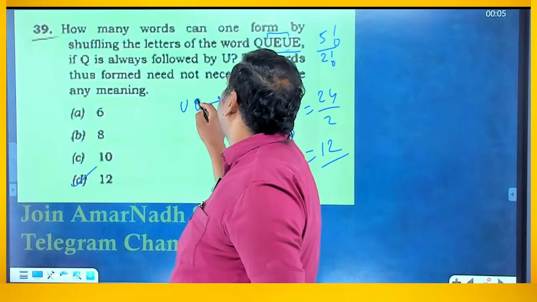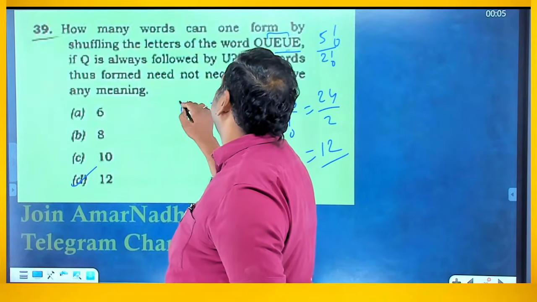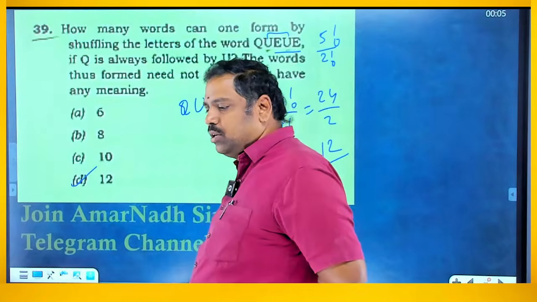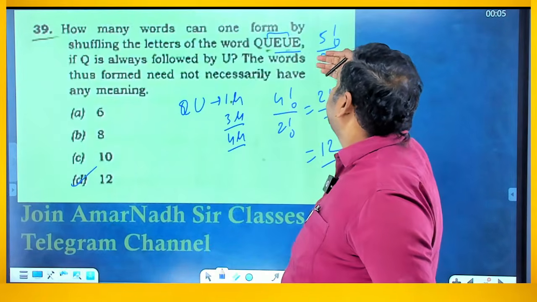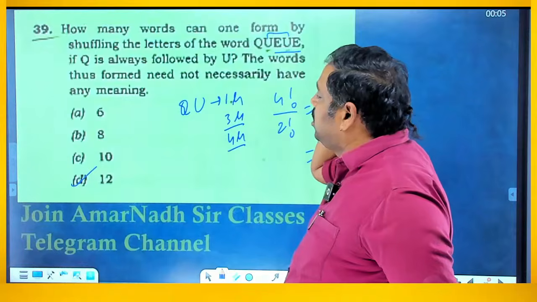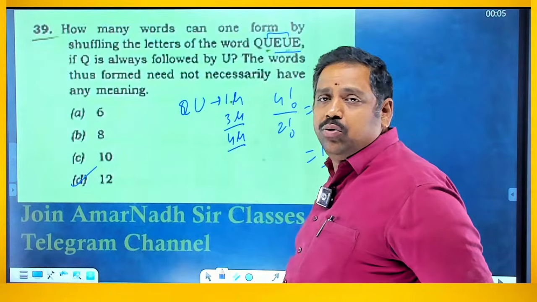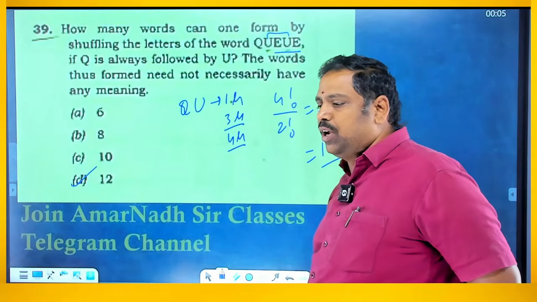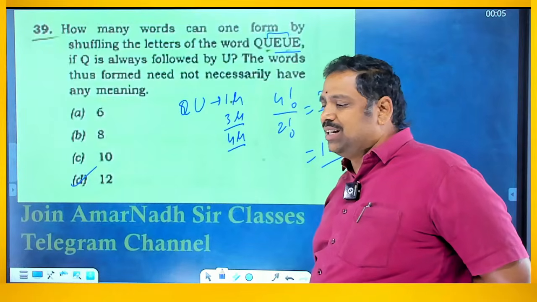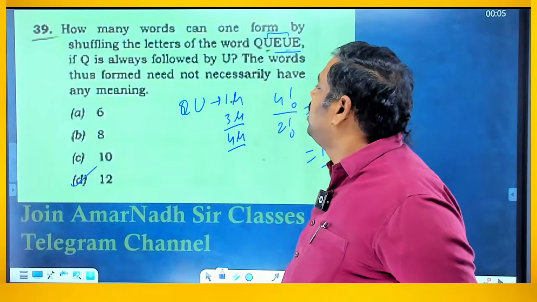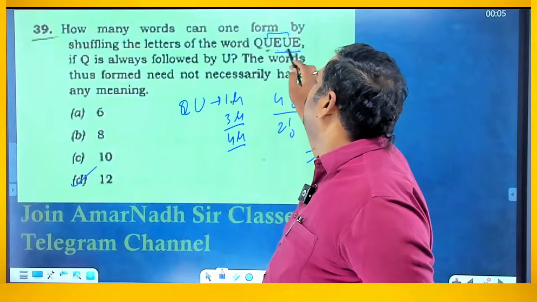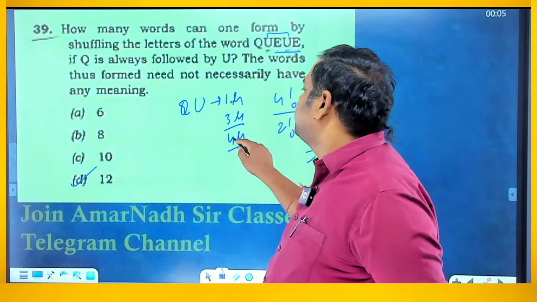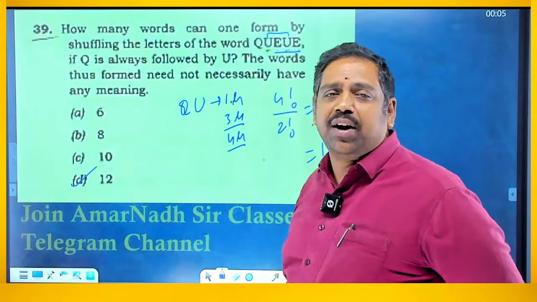Now Q is followed by U, no? This is the one you have to write. But if you take it like this, all will not be like that. That's why that order you have to change. Q and U order we should not change. That's why I'm taking those as 1 unit. The remaining E, U, E as 3 units. Total is 4 units. They can arrange themselves in 4 factorial.